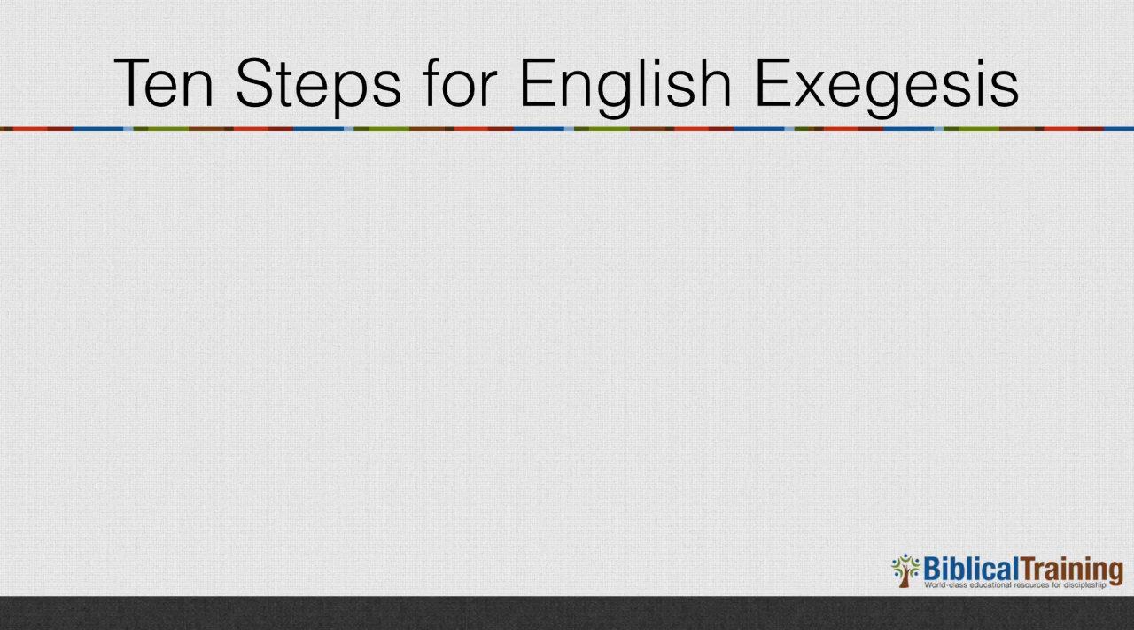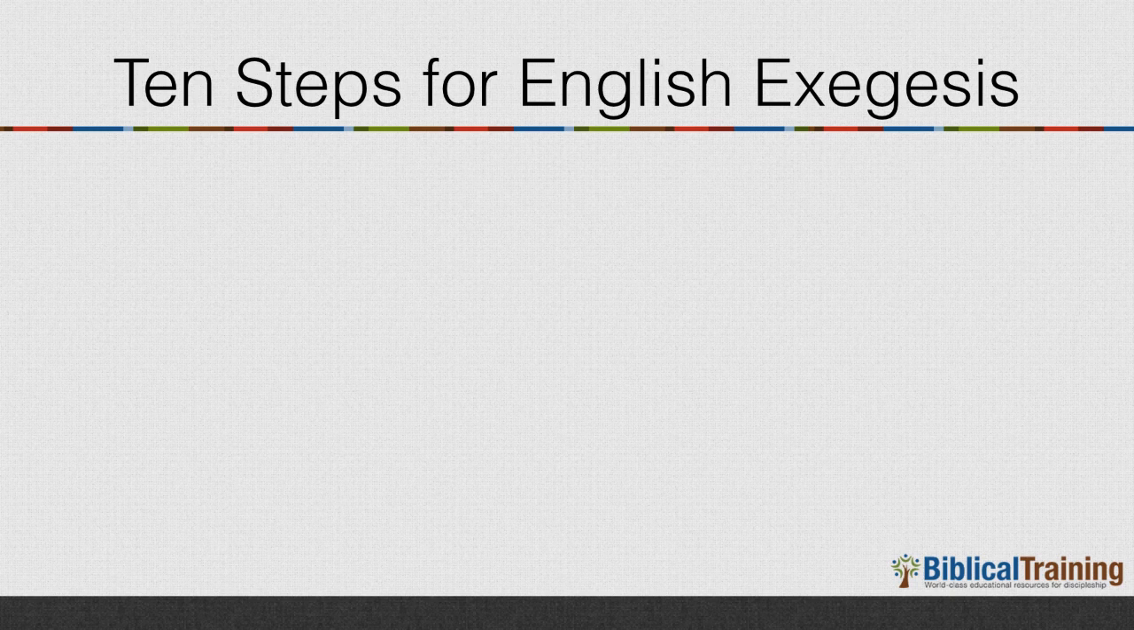Determining the meaning of the text in its original context is the goal of exegesis. We've identified general principles by which we accomplish that. Now I want to look at 10 steps. In this session, we're going to cover and look at 10 steps of exegesis. We saw 4 main principles of exegesis. Now we're going to cover 10 steps.